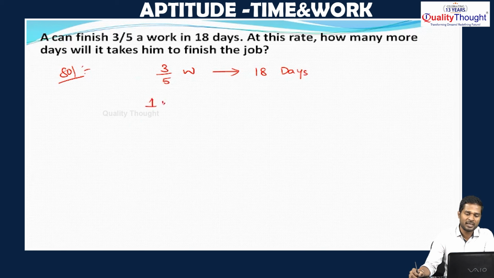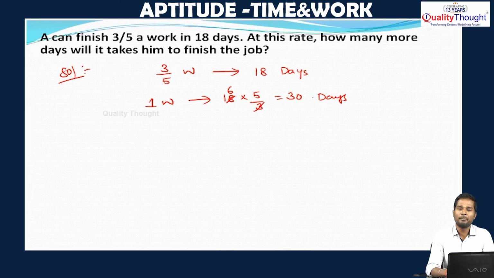So one complete work will be done in 18 into 5 by 3. This is 3 ones are 3, 3 sixes are 18, that is 30 days. So to complete 3 by 5th of the work, A requires 18 days, and to complete one complete work, he requires 30 days. So what is the question he is asking? At this rate, how many more days will it take him to finish the job?